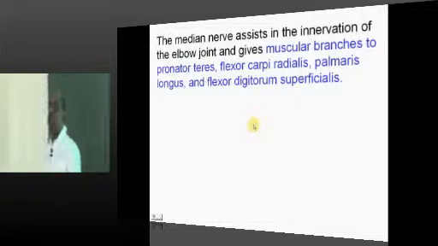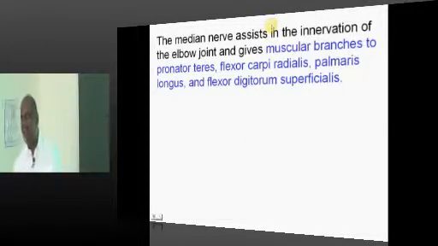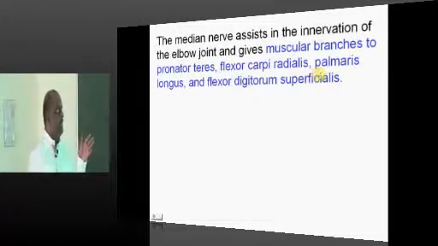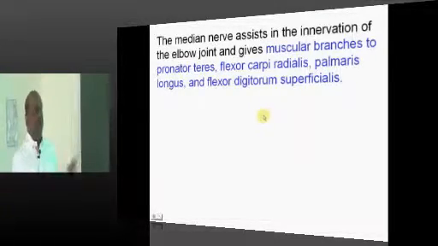In addition to that, what are the various muscles innervated by the median nerve, doctor? Pronator teres, flexor carpi radialis, palmaris longus, flexor digitorum superficialis.